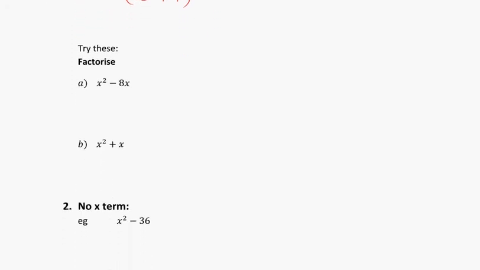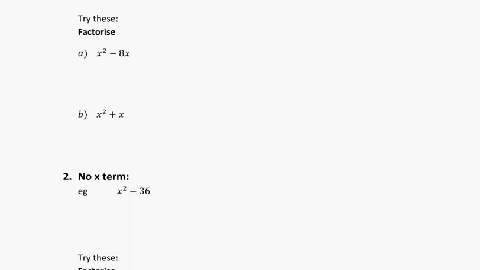Okay, so try these ones. Note that there is no constant, so I only need one bracket. I can pull an x out and get x minus 8. Next one, no constant, so it's a single bracket. Pull an x out and get x plus, and if that is the same as what the factor is, you put a 1 there. Check it out. x times x is x squared, yes. x times plus 1 is x. Check.